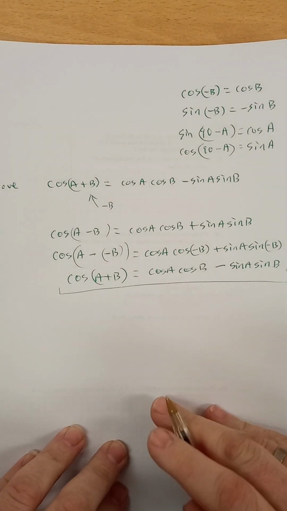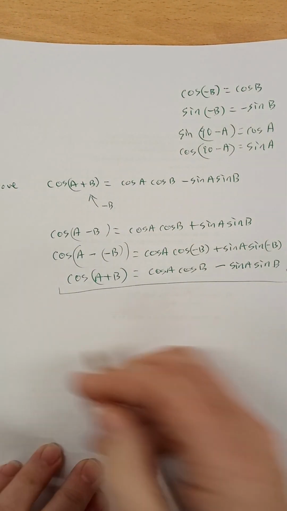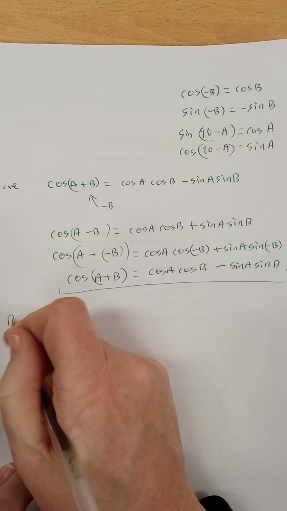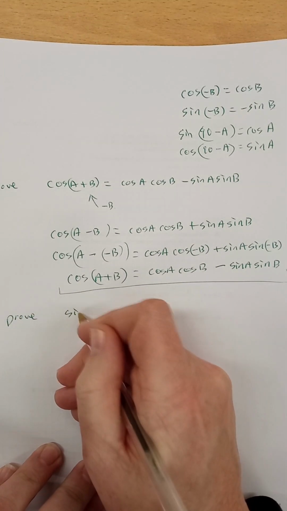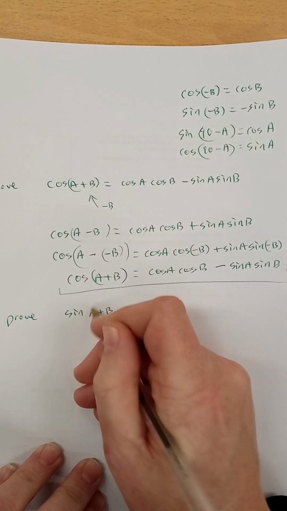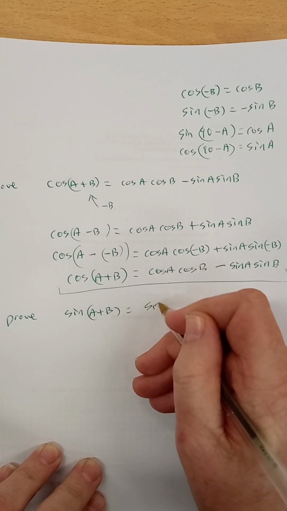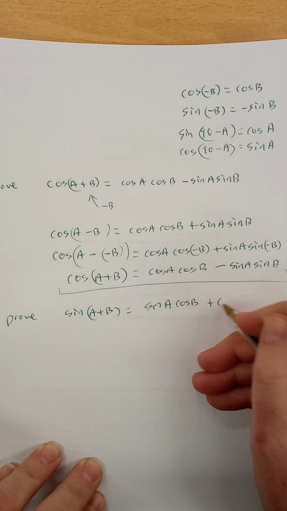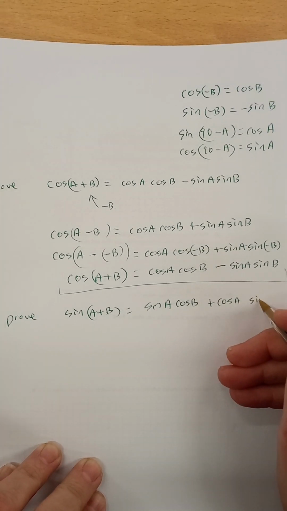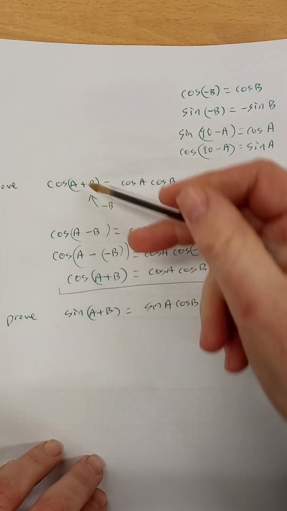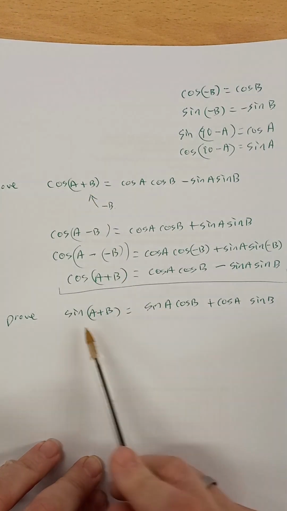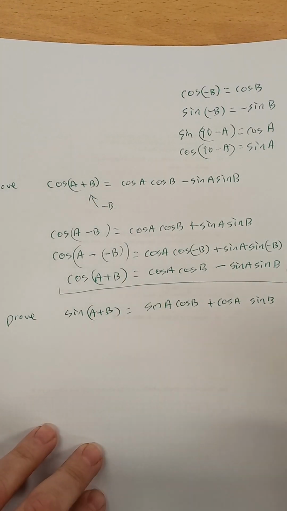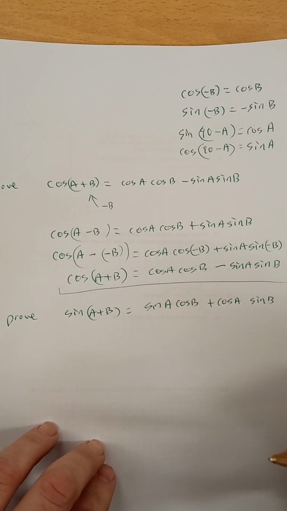Very, very similarly, if I want to prove that the sine of a plus b is equal to sine a cos b plus cos a sine b. So in other words, the opposite version of this. Now that's the cos of the two of them added, the sine of the two of them added. You can already think what we're going to do, okay?